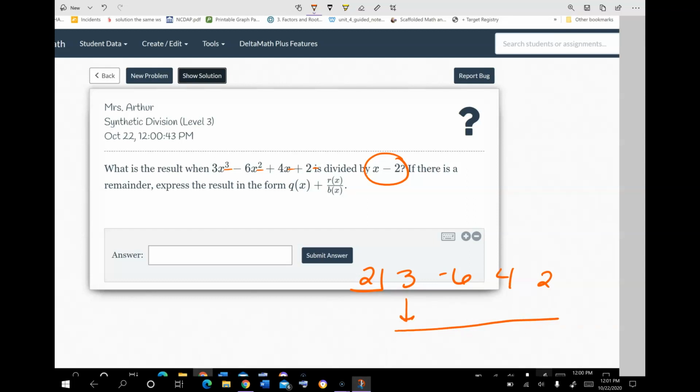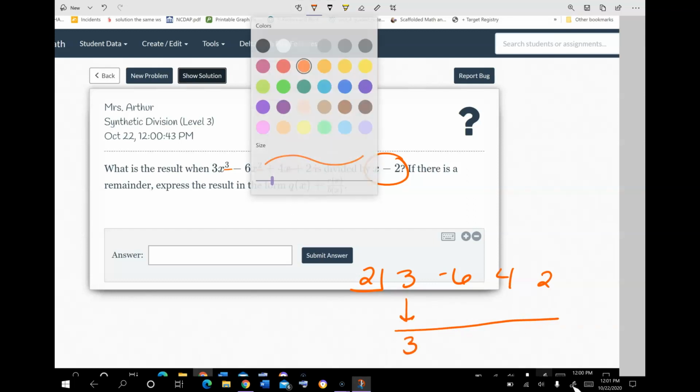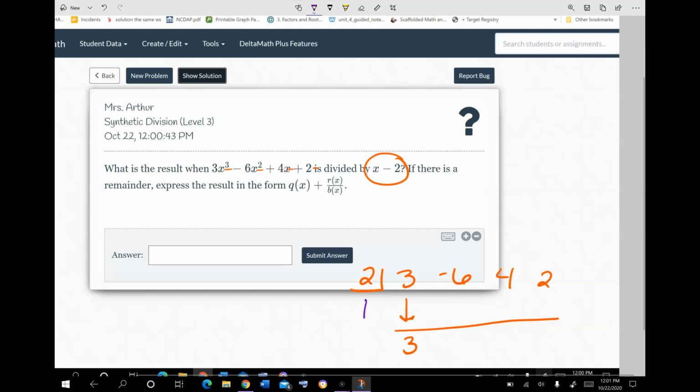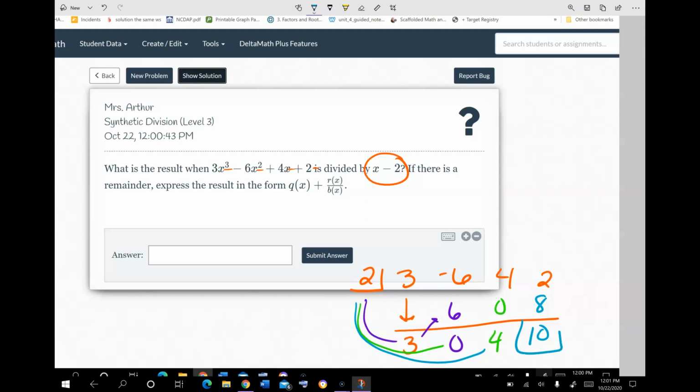Drop the first term down. Then start the multiplication process. We're going to say 2 times 3 and get 6. Add. That gives me 0. Do it again. 2 times 0 is 0. Add. That gives me a 4. We're going to do it one more time because we have one more number left. And we're going to say 2 times 4 gives me 8. Add. That gives me 10. Always box that last number in because it is a remainder, not a coefficient.